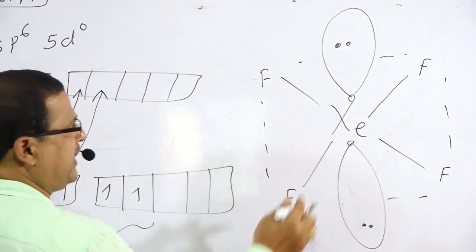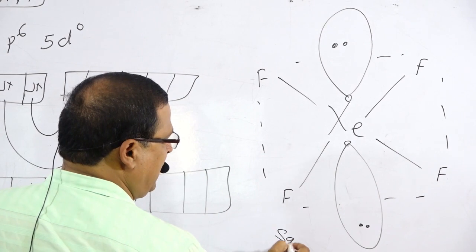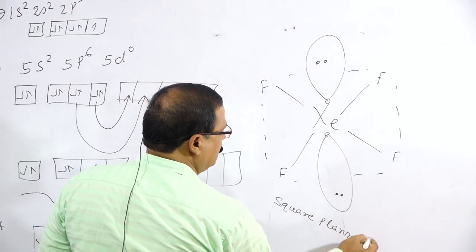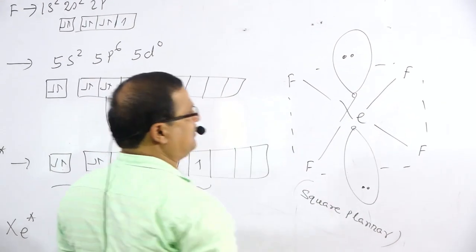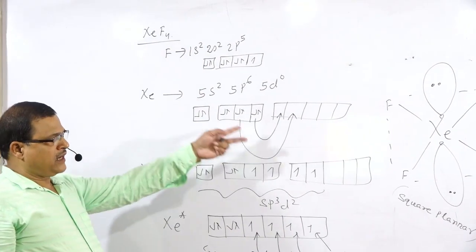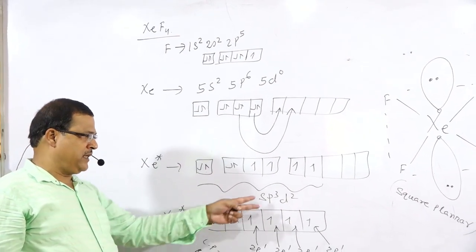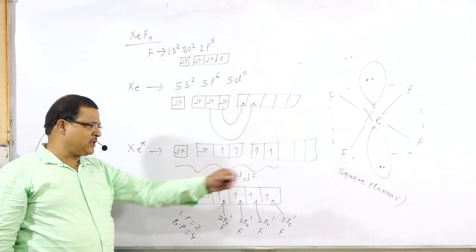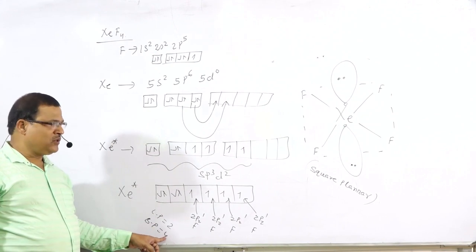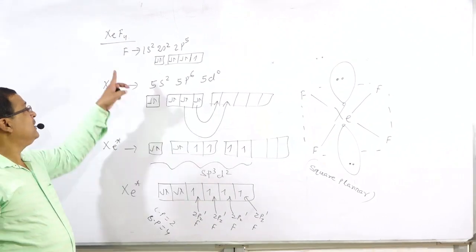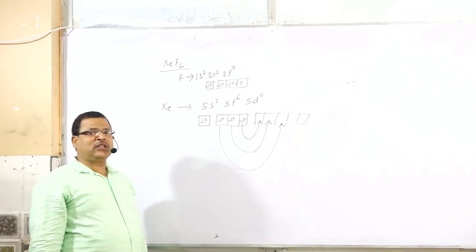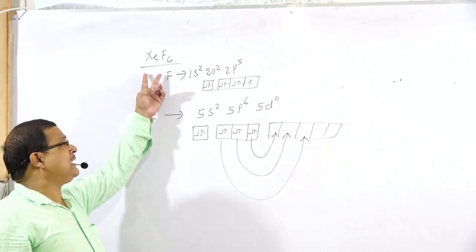So xenon tetrafluoride has a square planar structure. This is regarding the structure of xenon tetrafluoride: sp3d2 hybridization, square planar geometry, having 2 lone pairs and 4 bond pairs. Next we will see the structure of xenon hexafluoride and its formation.